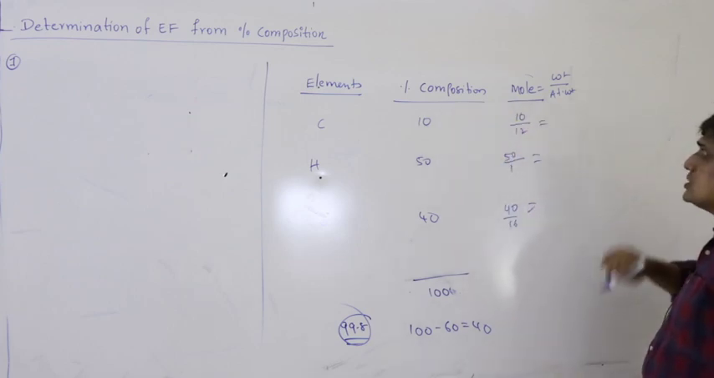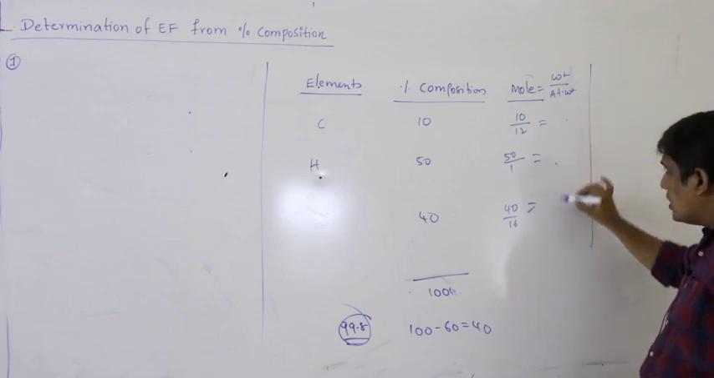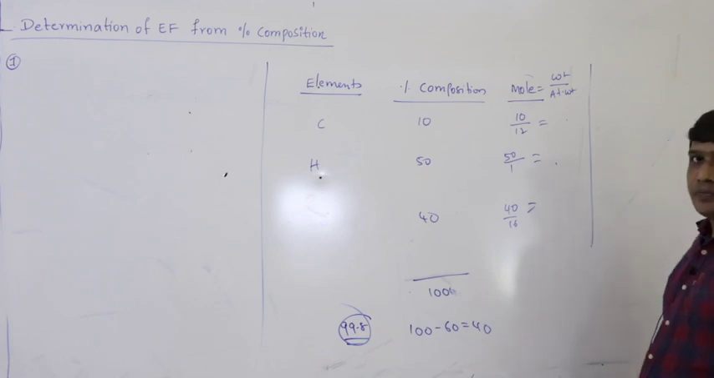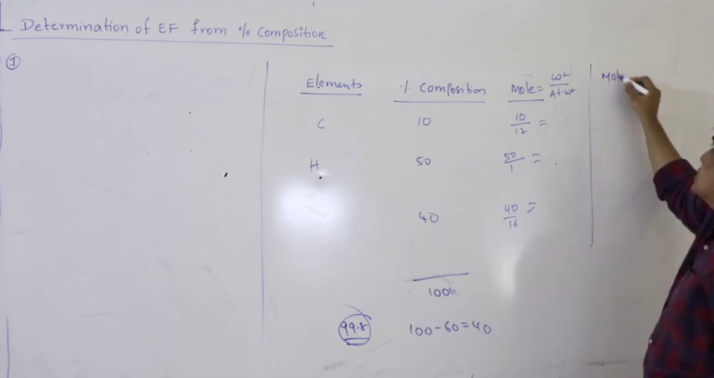Once you get these moles, identify the smallest number of these three. Identify the smallest mole value. Then find the mole ratio.